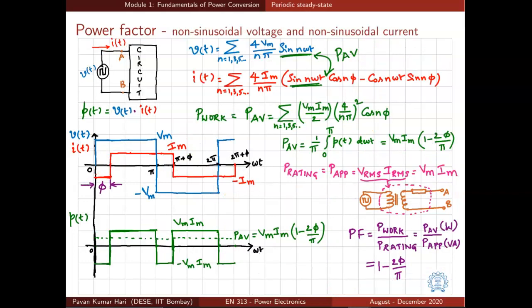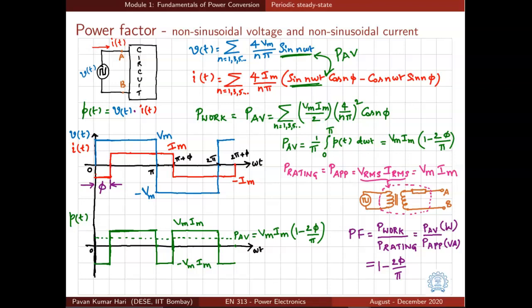Let us now consider a more generic case where a non-sinusoidal voltage source is present and a non-sinusoidal current is drawn from that source. So the voltage source is again a square wave voltage source with maximum value Vm, and a square wave current is drawn from that voltage source which has a maximum value of Im, but the square wave current is phase shifted by an angle phi with respect to the square wave voltage.